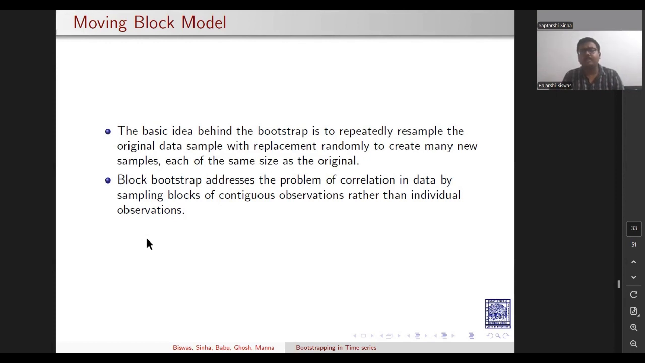Now, what is the usefulness of the block bootstrap? The moving block bootstrap addresses the problem of correlation in the data by sampling blocks of contiguous observations rather than individual observations. That is, it addresses the correlation between data points rather than assuming independence of the data points. Since it is time series data, there is some correlation between the data points. Now, how does the moving block bootstrap work?